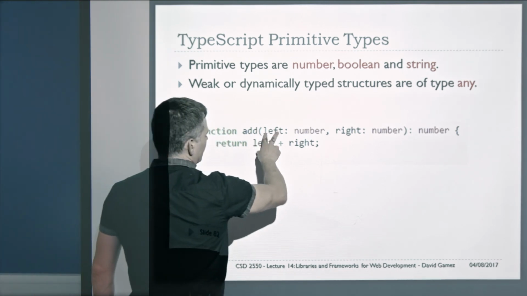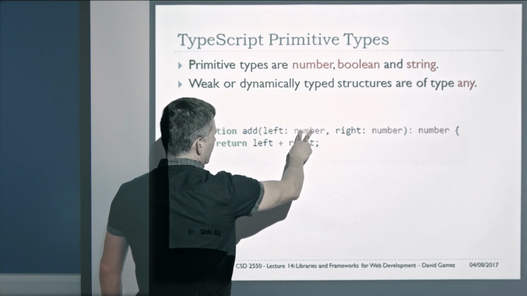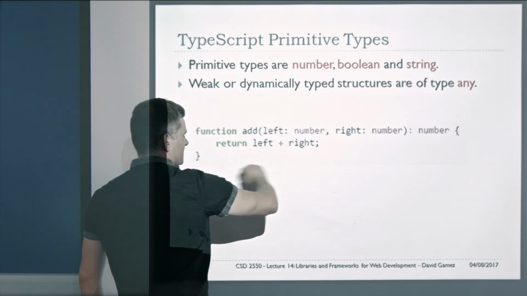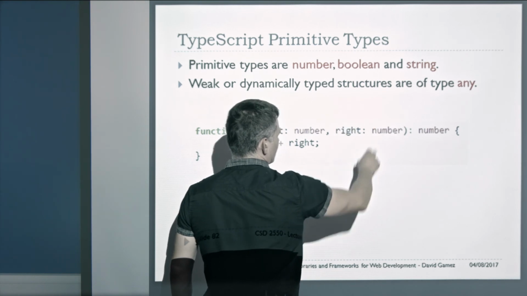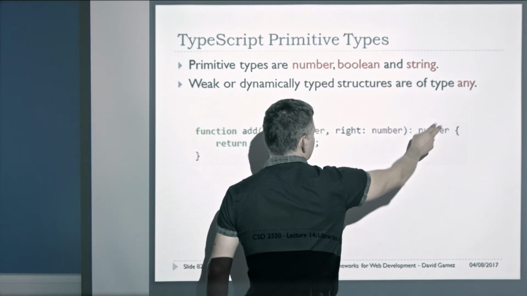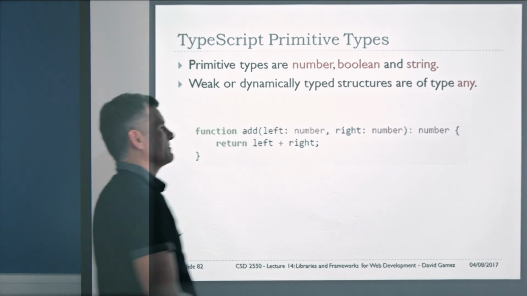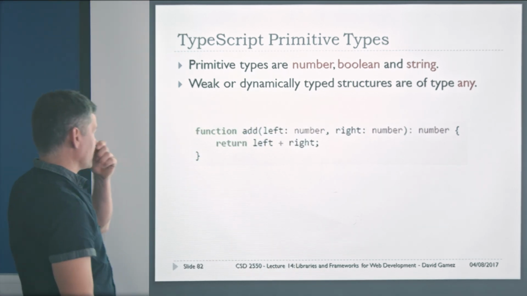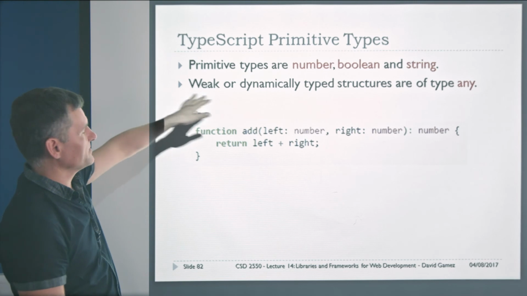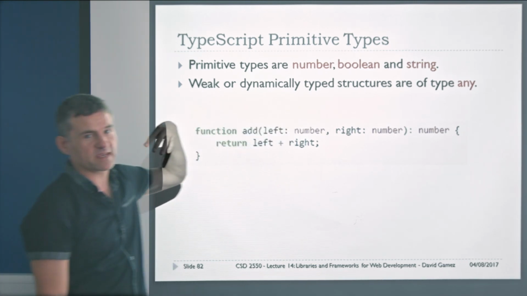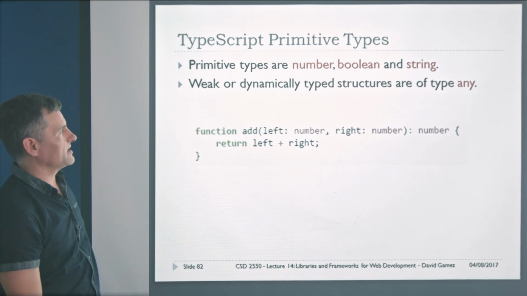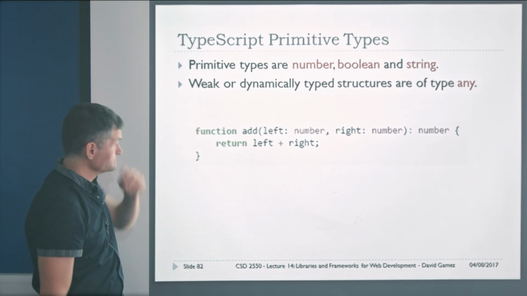So in this case, we're saying left, colon, and then this is the type of this argument to the function, and then right is the argument's name, and then this is the type of that argument. And number here says that the function as a whole returns a number. It doesn't return a string or anything like that. It still lets you work with weak or dynamically typed structures. You just give it the type any, but you have to be explicit about giving it a weak type.